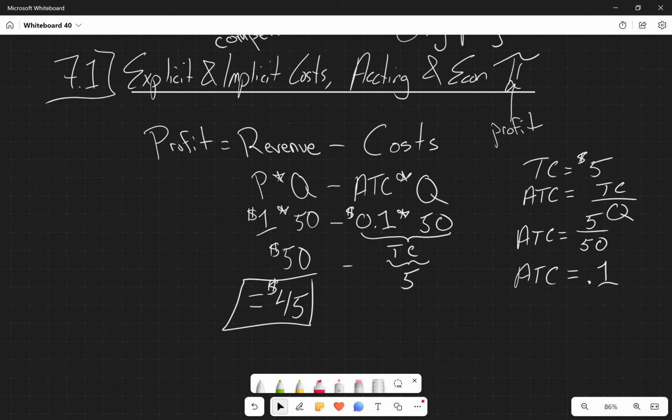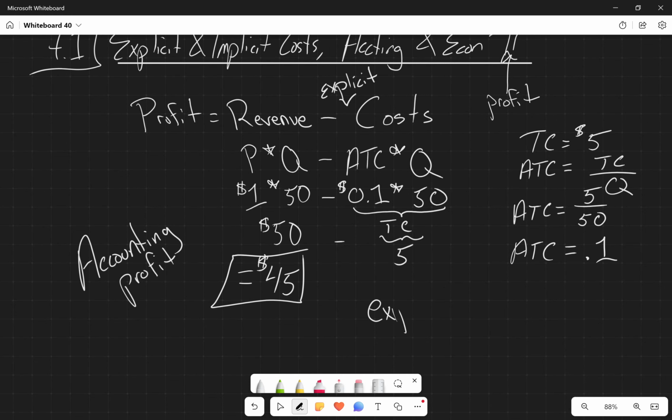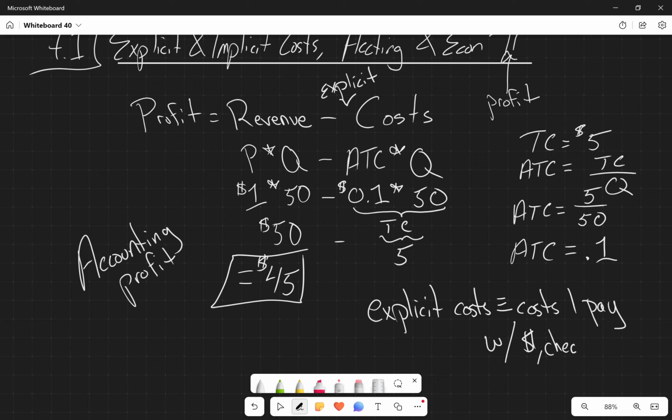Now this is just the first part of the story. If we were in accounting, we would stop there. This is what's called our accounting profit. Why is it our accounting profit? Because our accounting profit only takes into account our explicit costs. And typically that's all we talk about is our explicit costs, right? What are explicit costs? Explicit costs are the costs that I actually have to pay, with dollars, a check, a credit card, whatever the case may be, right? I have to pay it.